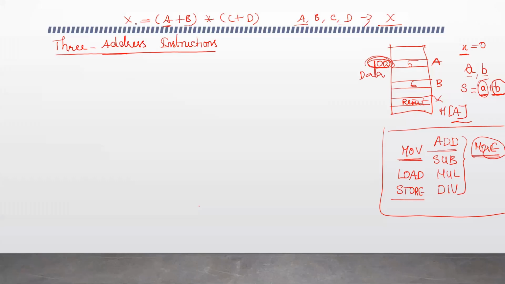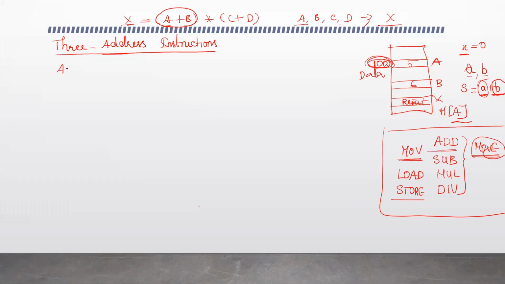The expression is X equal to (A plus B) into (C plus D), and A, B, C, D and X are the memory operands, data in memory. So how do we write this instruction? The first part of the expression is A plus B, so let's take that part to add. And here we can use 3 address fields. These instructions include 3 address fields.